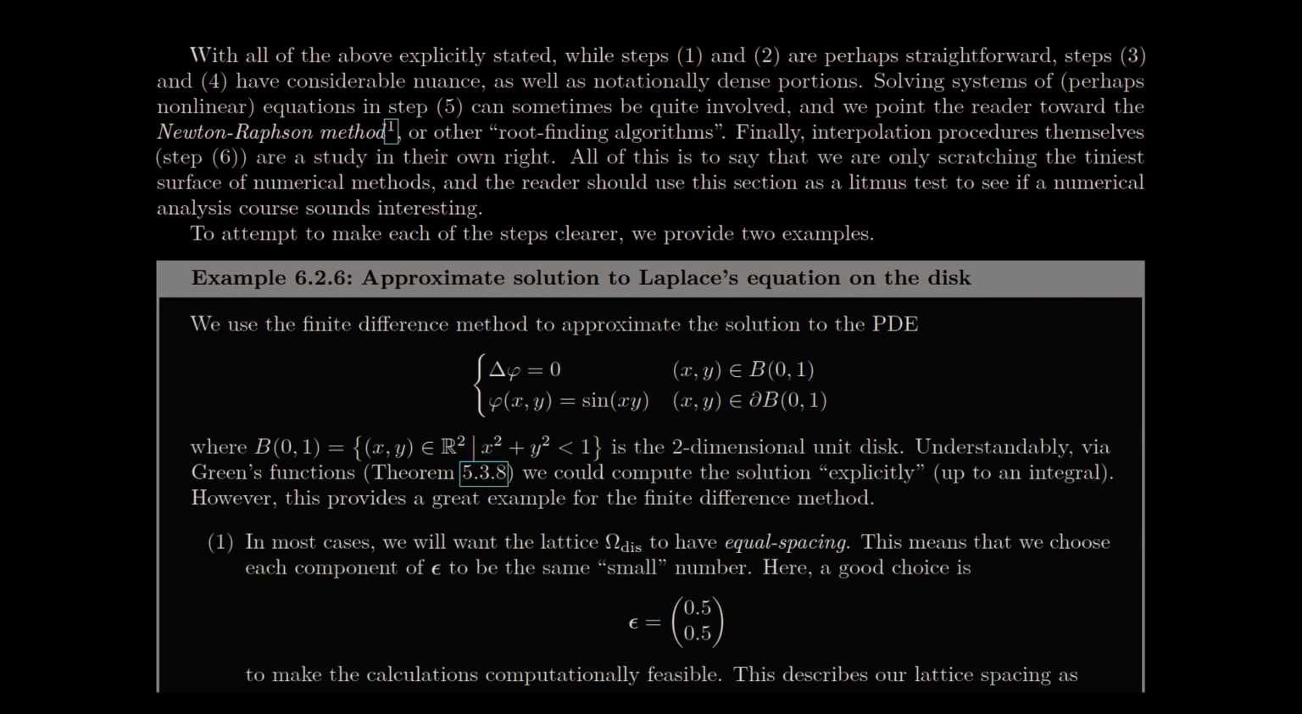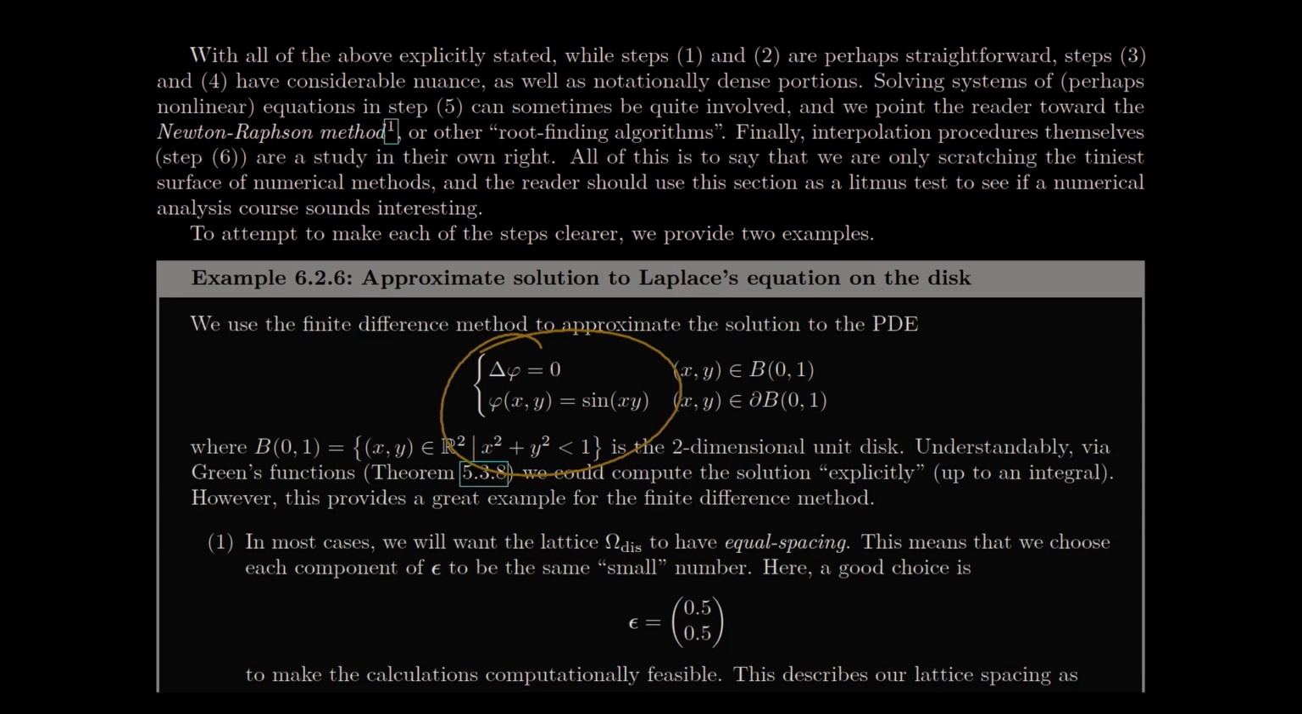Anyway, let's move on to this example, 6.2.6. I'm calling it approximate a solution to Laplace's equation on the disk. So here we have Laplace's equation. This is on the two-dimensional disk. I'm just writing it as B01 here because it is the ball centered at 0 of radius 1, also known as the disk. And then its boundary is the circle. It's going to be the boundary of the disk right there. And we're going to try to solve Laplace's equation using finite differences.